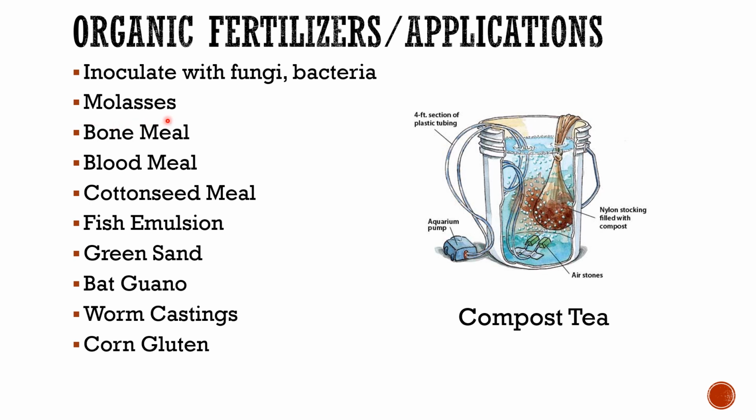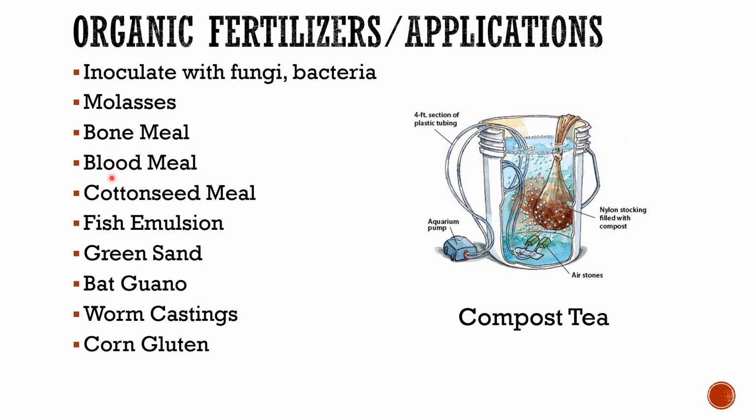Molasses. Now, we're not talking about the molasses you pour on your pancakes. This is a horticulture molasses. You can buy it either in liquid form or in powder. It's used to feed the bacteria, providing carbohydrates for the beneficial microorganisms that are living down in the soil.